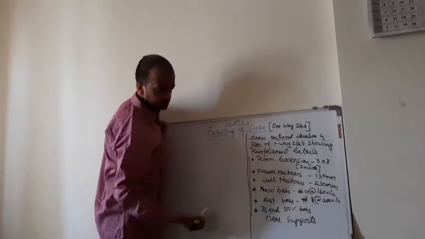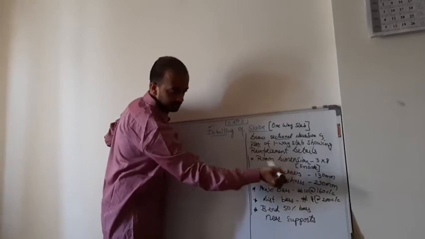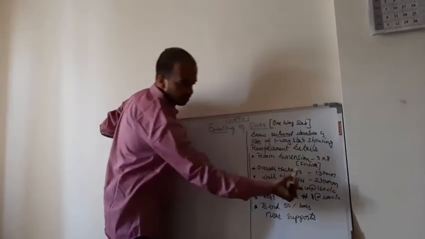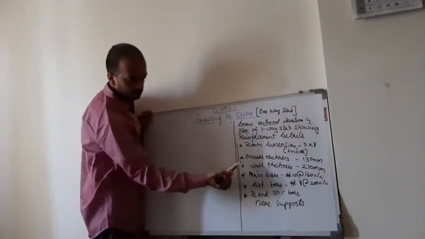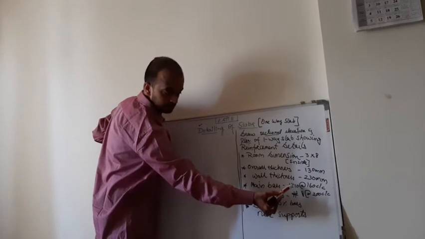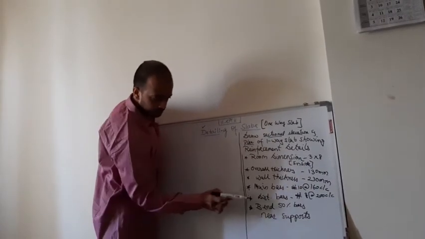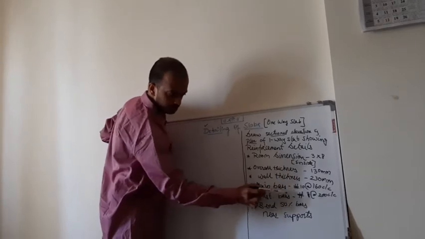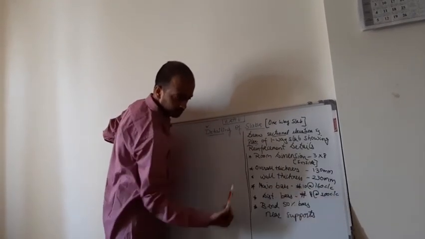Room dimensions 3 by 8. This is in-in dimension. The overall thickness of the slab is 130 mm, or it is also called the overall depth of the slab, 130 mm. Wall thickness 230 mm. Main bars are 10 mm diameter bars spaced at 160 mm center to center. Distribution bar or distribution steel, 8 mm diameter bar spaced at 200 mm center to center.